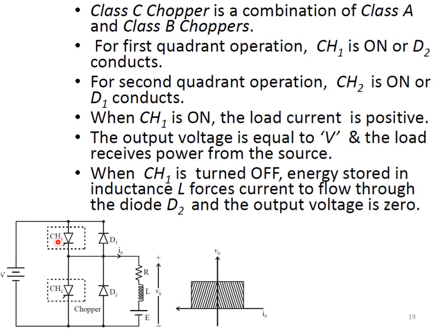So when chopper 1 conducts, the load current is going to be positive, going from top to bottom of the load. The output voltage is equal to the supply voltage that gets connected. You can see here, the output voltage is going to be positive and the current is also positive, and hence it is first quadrant operation. When the chopper turns off, the diode takes over and the current continues to flow from top to bottom. Hence current is positive and voltage is going to be 0. So it is basically operating in the first quadrant.